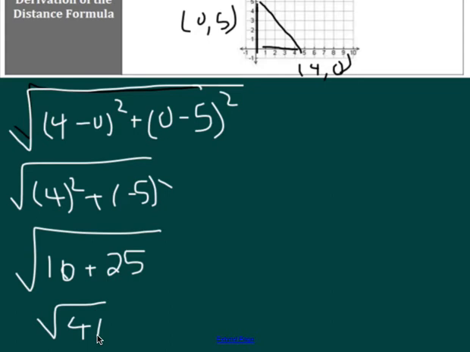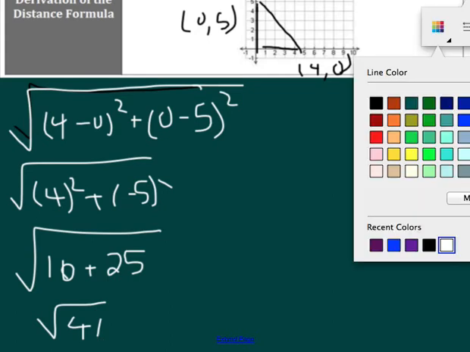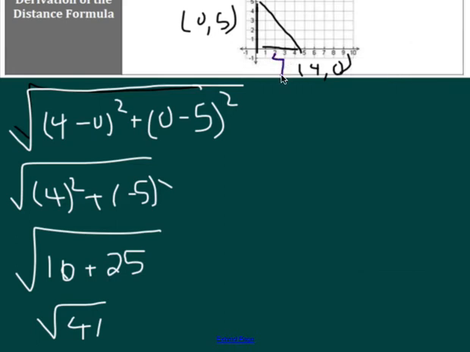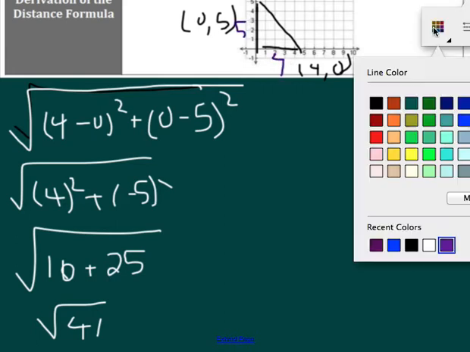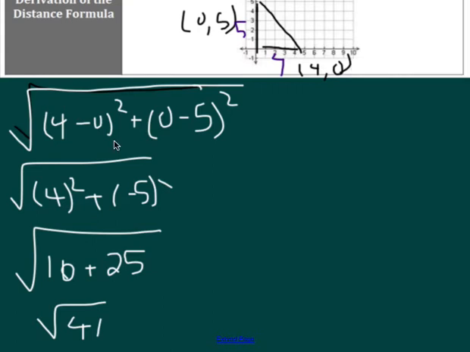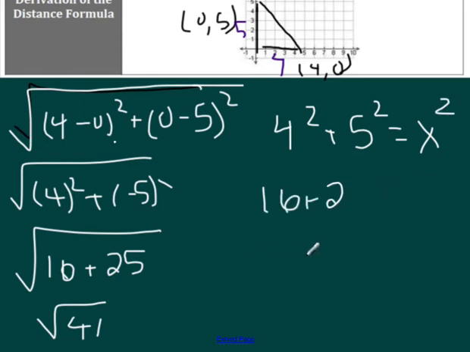Now, if you take a look at this triangle that we have here, this has a distance of 4, and this has a distance of 5. So let's try it using the Pythagorean theorem. 4 squared plus 5 squared is equal to x squared. So 16 plus 25 is equal to x squared, so x is equal to the square root of 41. Both of those are really the same thing. The distance formula does the exact same thing as the Pythagorean theorem, but with coordinate points.